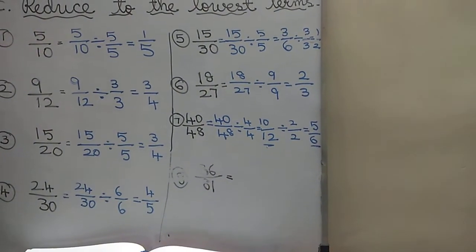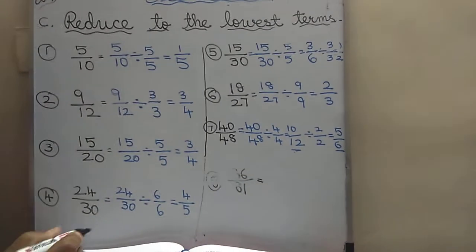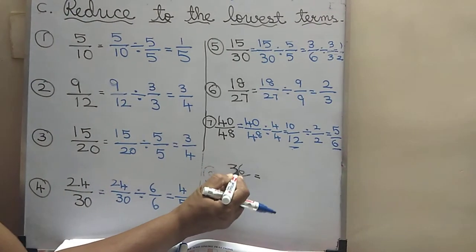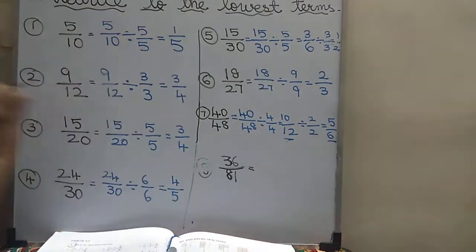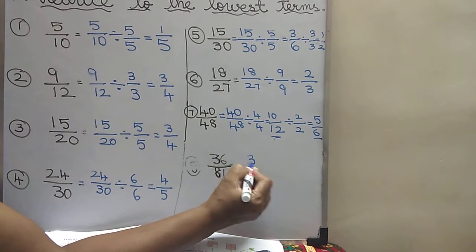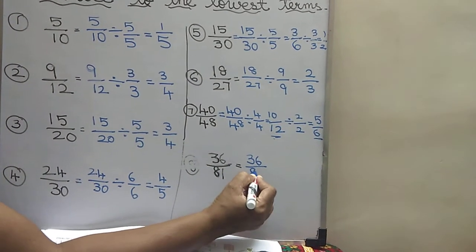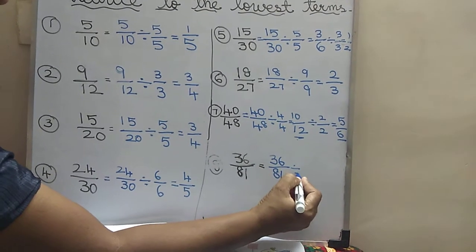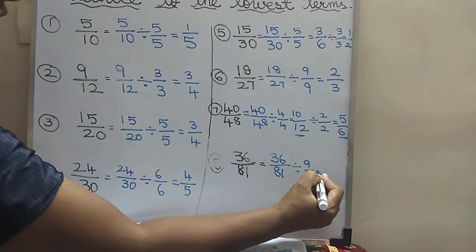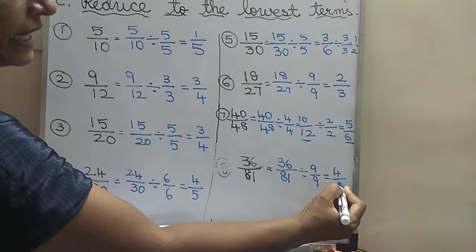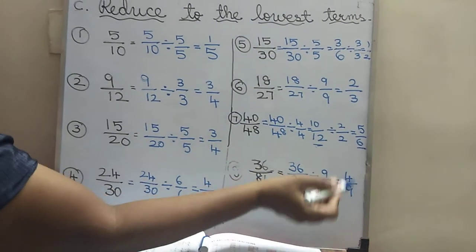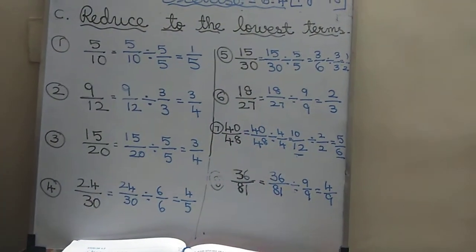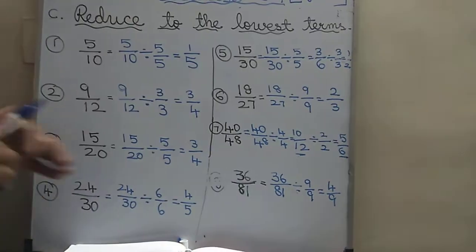Okay, children, be careful while writing. And then 36 by 81. This one will go in the 9 table again. 36 by 81, divided by 9. So 9 4s are 36 and 9 9s are 81. It cannot be divided in the same table. So this is the lowest term. Okay, children, 2 more sums I will teach and then I will give homework.